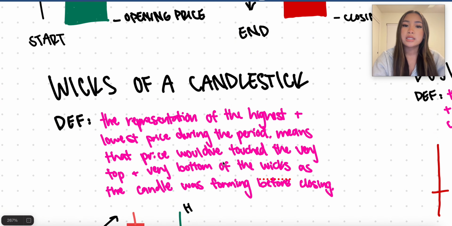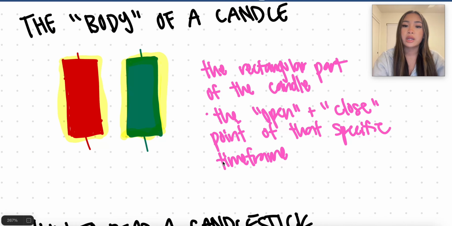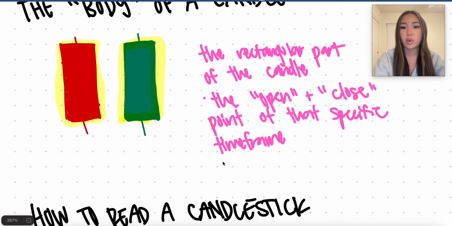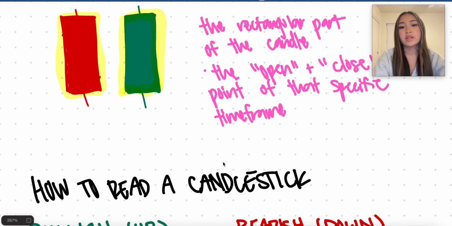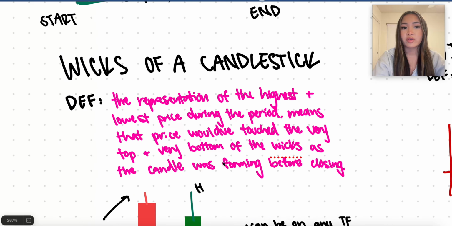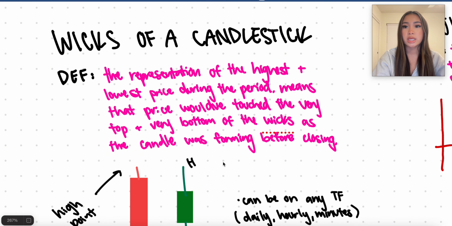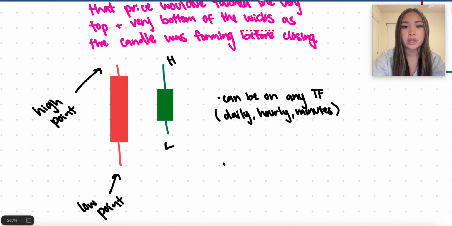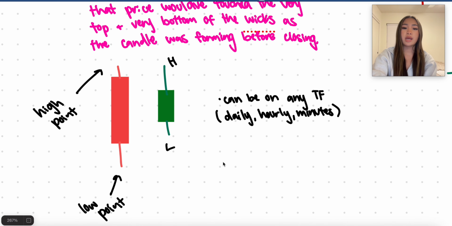Like I said earlier, in the body of a candlestick you have an open and a close, right? So that's the specific point of the candle's opening and closing price. However, the wicks of a candlestick identify the high and low prices during that open and close period, if that makes sense. However, it didn't exactly close on those prices, right? So you have a high point and a low point, and again, this could be on any time frame.